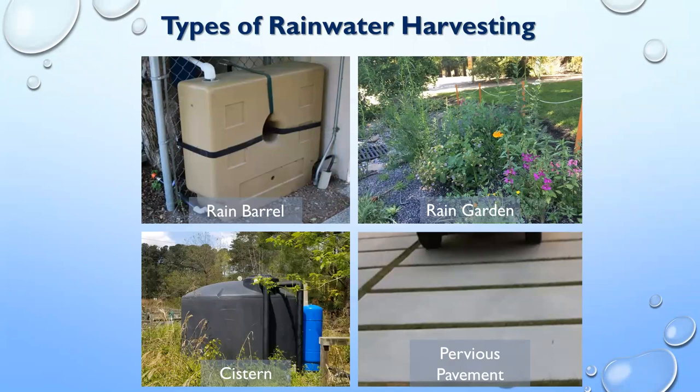We're going to talk about some rain gardens. This garden here is at Hoover Park in Palo Alto, and it's right around a storm drain. You can see that in the middle, and that actually slows the water before it hits that storm drain, so a lot more water goes into the ground.